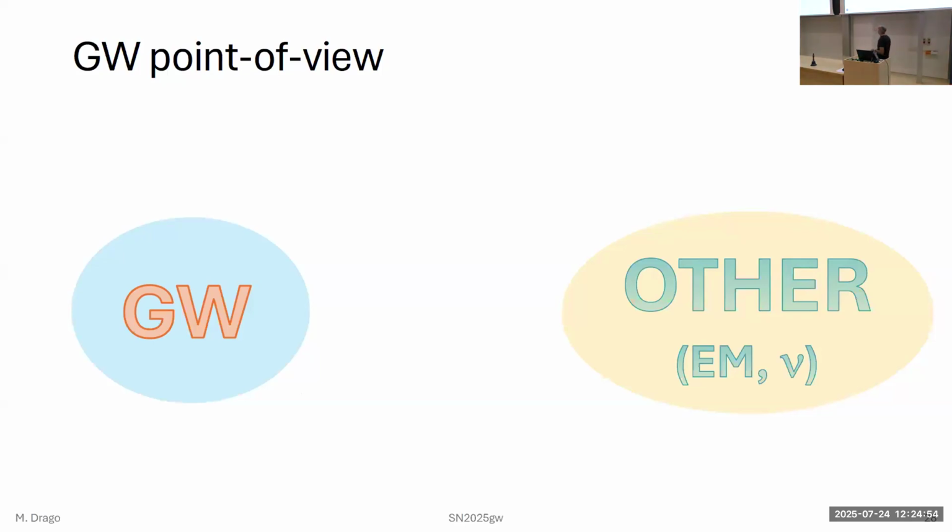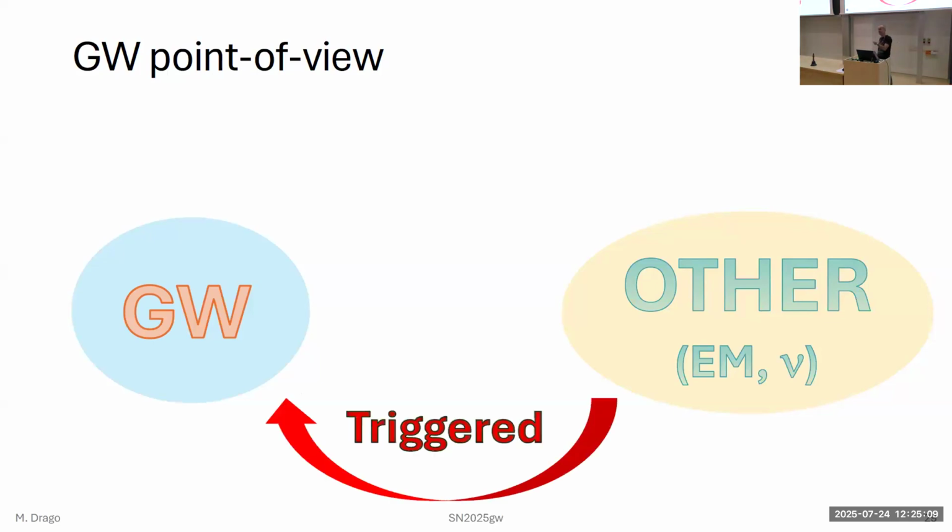So now I'm going to the GW point of view, in the sense that all the terminology that we use is compared to GW. But imagine you have search of GW and search of other stuff. There are different ways to do multi-messenger. One is that when you have a trigger from neutrino or electromagnetic, what is called trigger stuff, and you search for gravitational wave at the same time and or the same region.